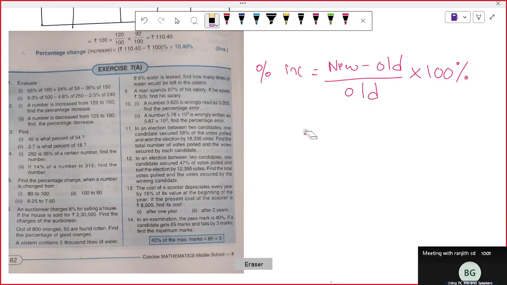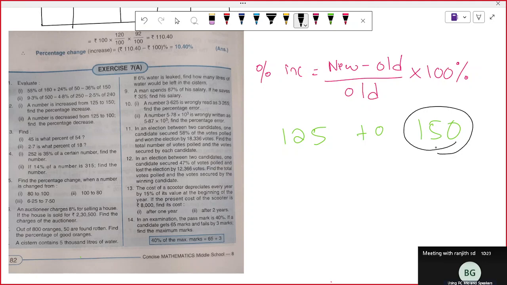What is the question? A number is increased from 125 to 150. So what's the new value we got? 150. 150 minus what's the old value? 125.